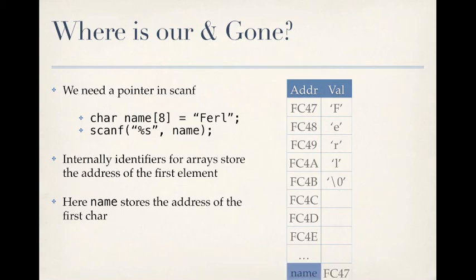So somewhere later in the memory we have this identifier name stored and the corresponding address where this string starts. FC47, FC47, this is the start. Okay.